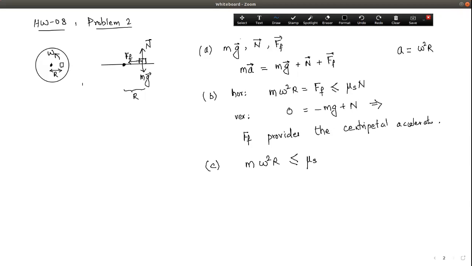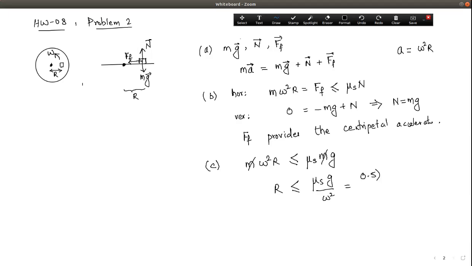But N is equal to mg. In the vertical direction, we have N equal to mg. Substitute that in here, there's mg. But the mass cancels out, and we are interested in how far can we go. So that means r has to be less than or equal to mu s times g over omega square. And we can put in the numbers.